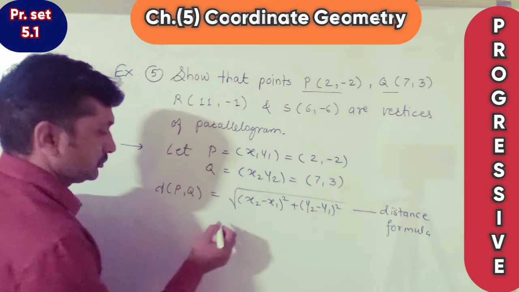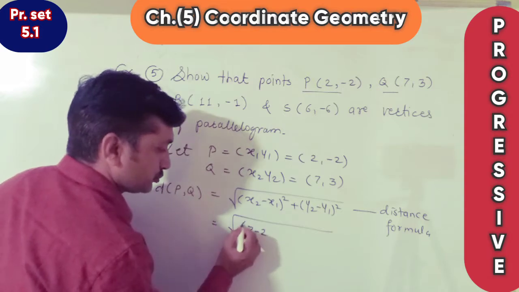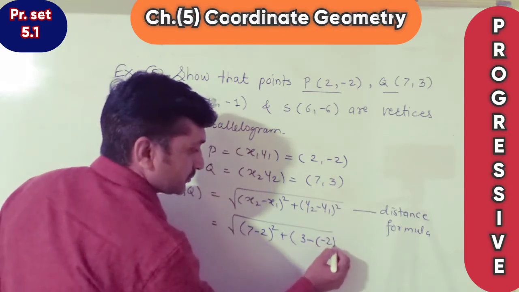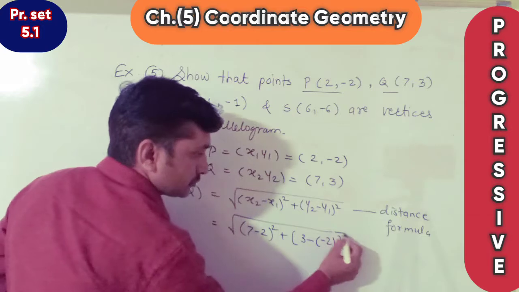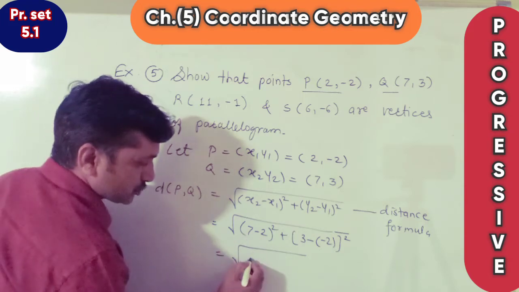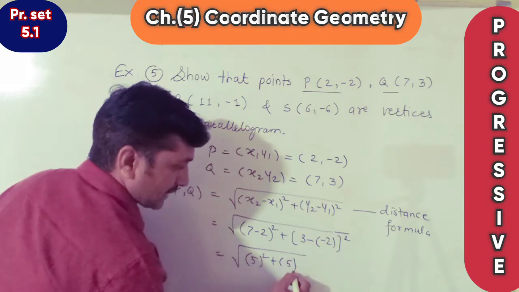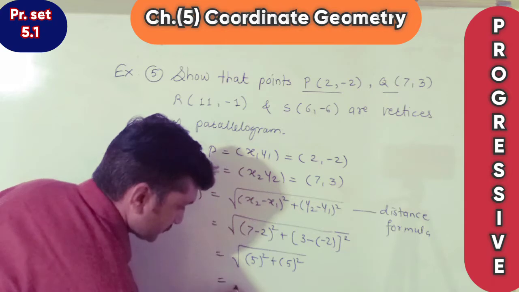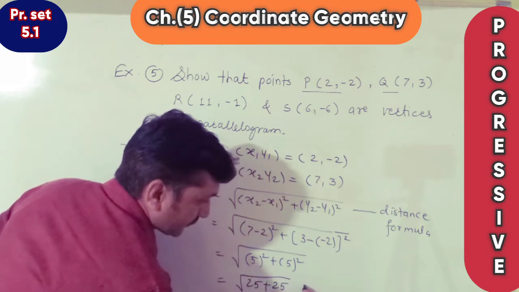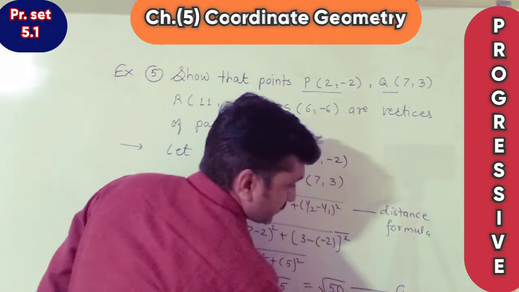Now put values. Square root of (7 minus 2) squared plus (3 minus (-2)) squared, which is equal to the square root of (7 minus 2, that is 5) squared plus (3 plus 2, that is 5) squared. Now let's write the squares: 5 squared is 25 plus 5 squared is 25, and here we get root 50. This is distance PQ, root 50. Let's call it number 1.